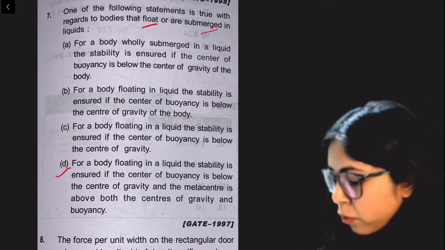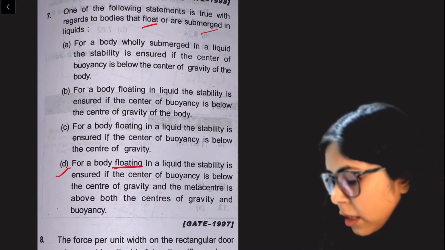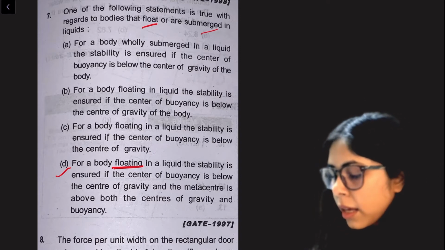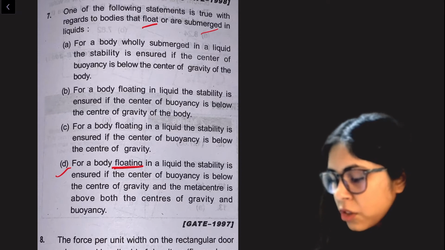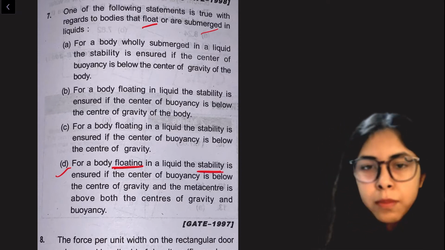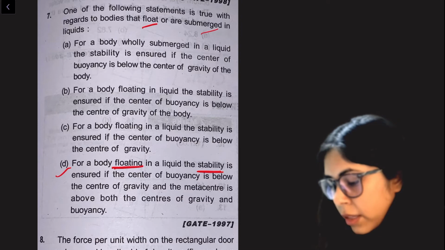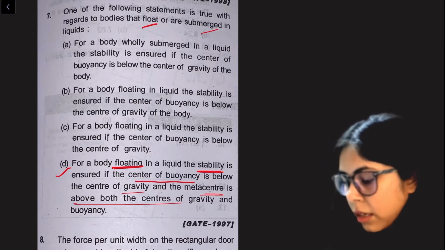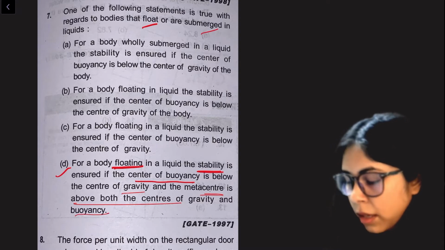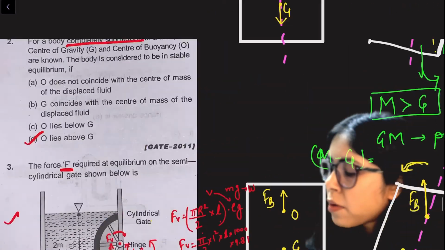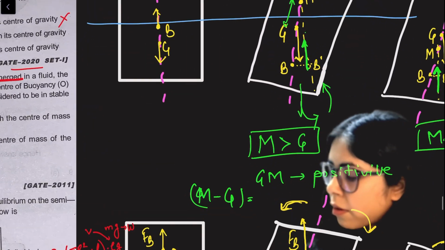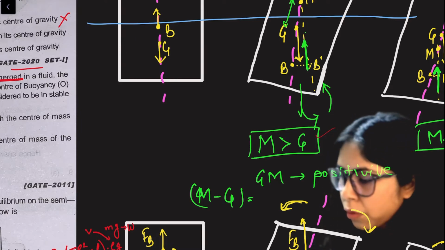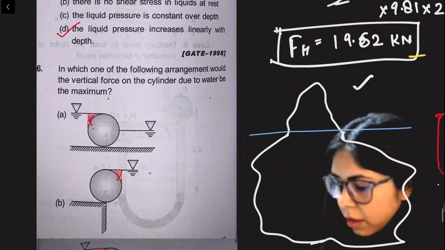Because till now we have discussed so many things about floating bodies and submerged bodies. For a floating body in a liquid, when will the body be stable? When the center of buoyancy is below the center of gravity and the metacenter is above the centers of gravity and buoyancy. We have seen this case in the very first question. When the metacenter is above the center of gravity, the center of buoyancy will definitely be below the center of gravity. So this is the correct case.